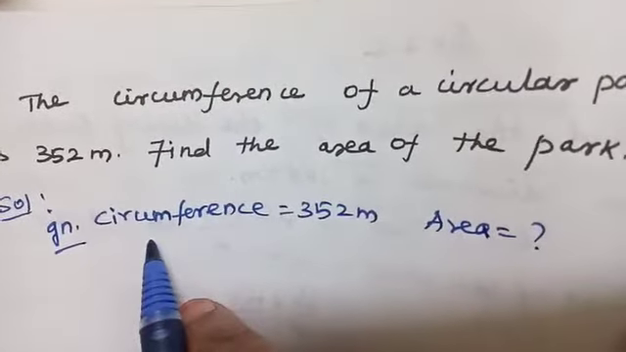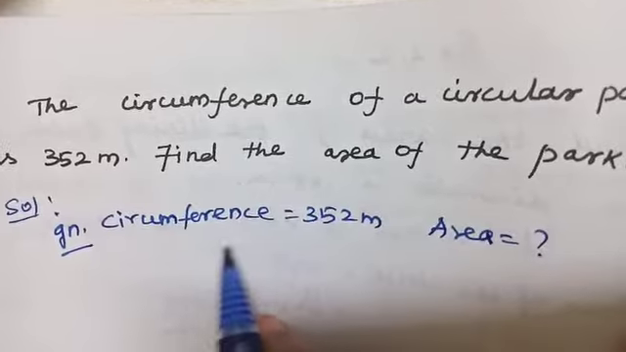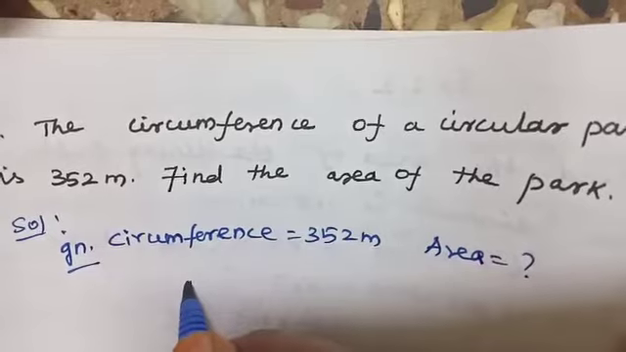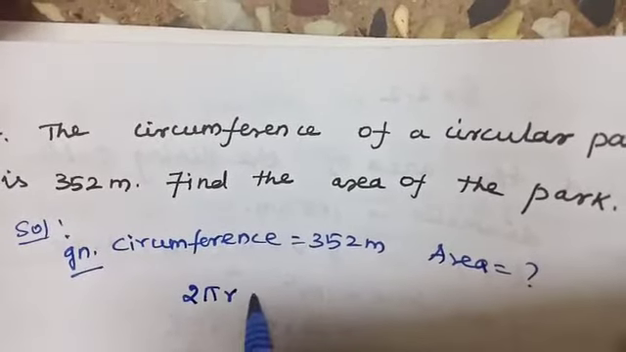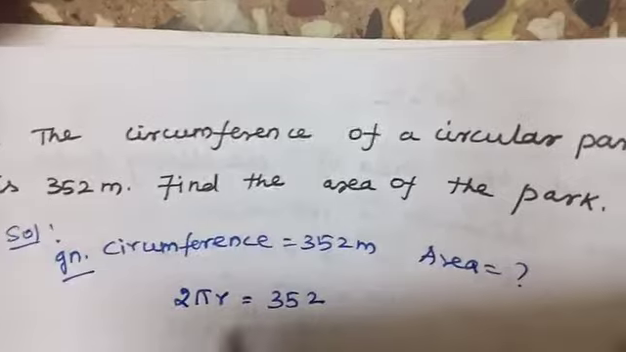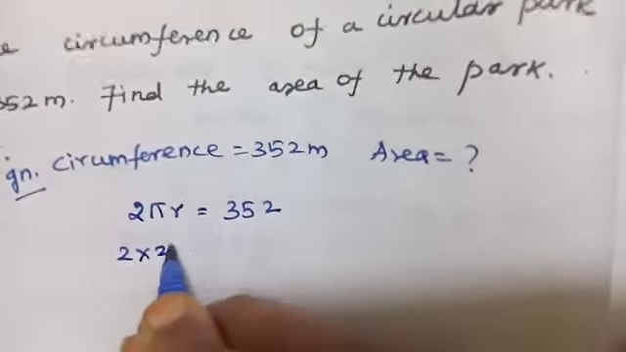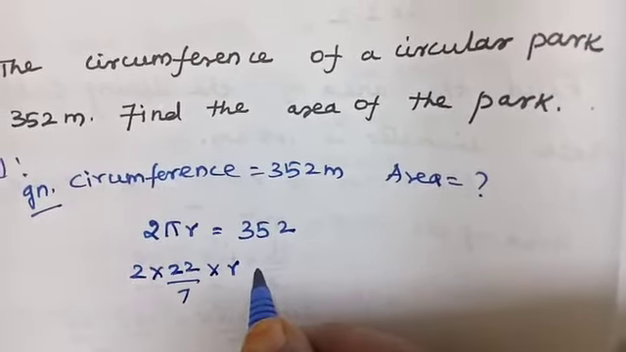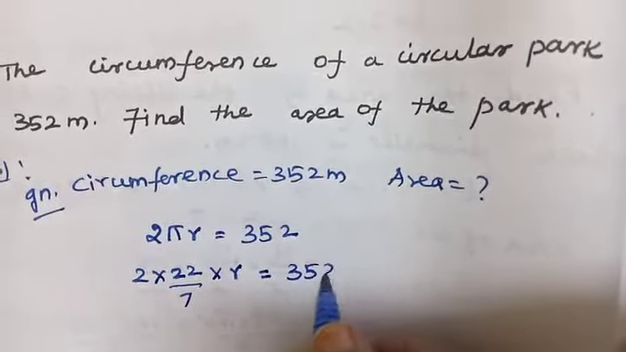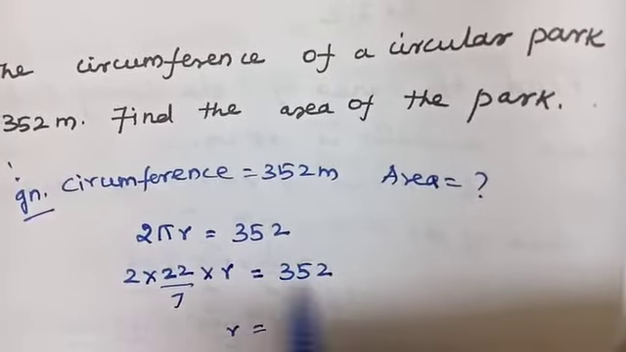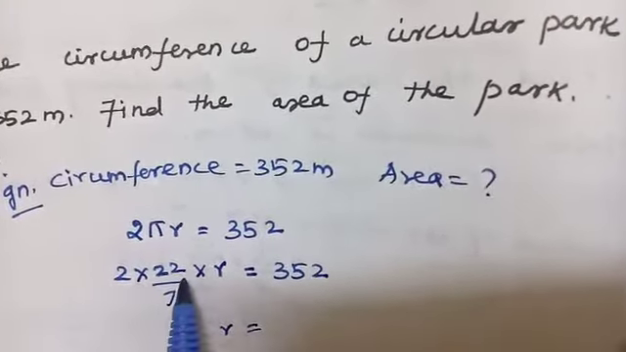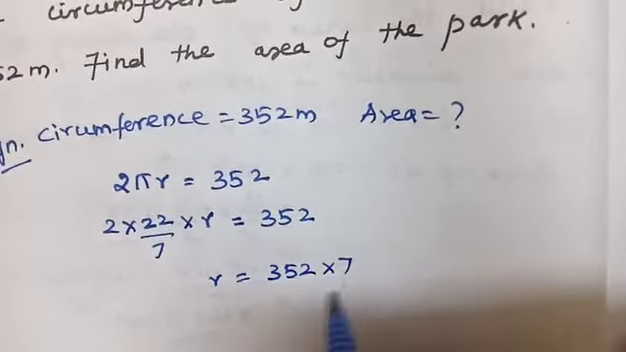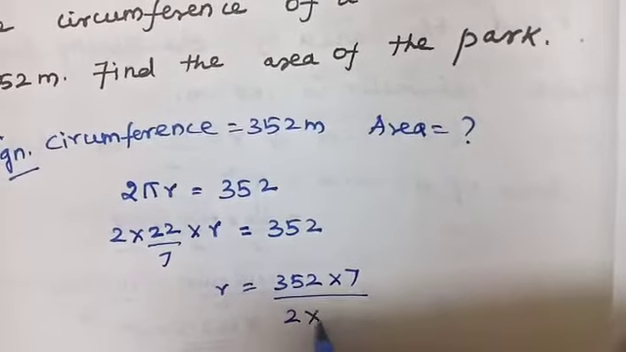What is the formula of circumference? 2 pi r or pi d. Here I substitute the 2 pi r formula. So 2 pi r is equal to 352. 2 into pi value 22 by 7 into r, which we don't know, is equal to 352. So r is equal to 7 goes to the numerator and 2 into 22 comes to the denominator: 352 into 7 divided by 2 into 22.